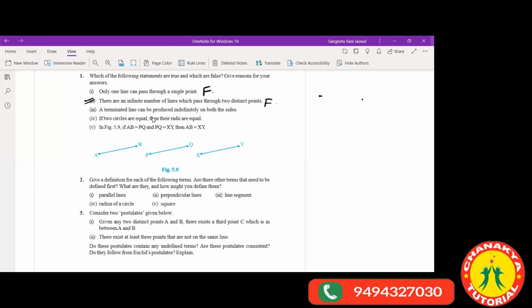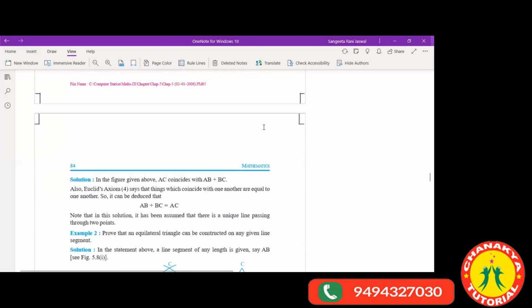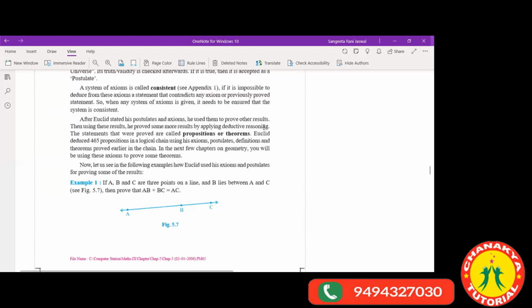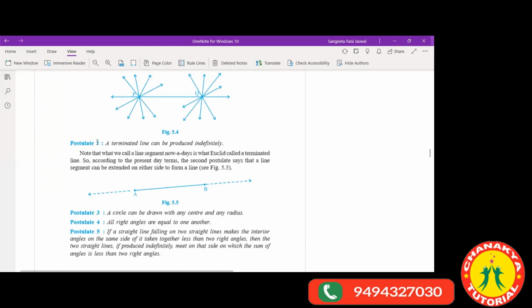A terminated line can be produced indefinitely on both the sides. Yes, ma'am. So true. A terminated line means like this. A line is there. Can it be produced to both sides? Yes. It was written here, no? We were studying this in the postulate. A terminated line can be produced indefinitely.